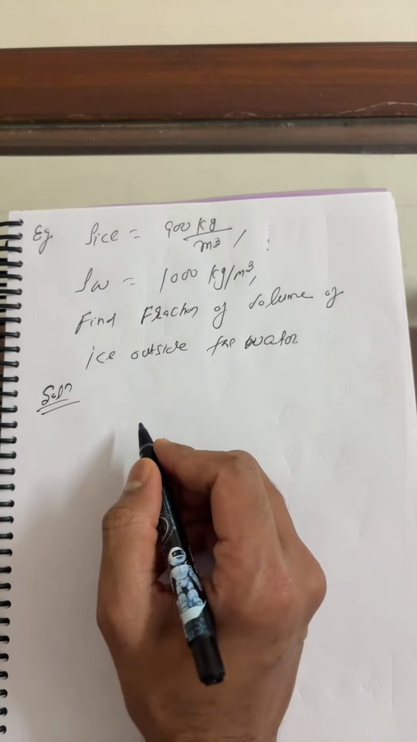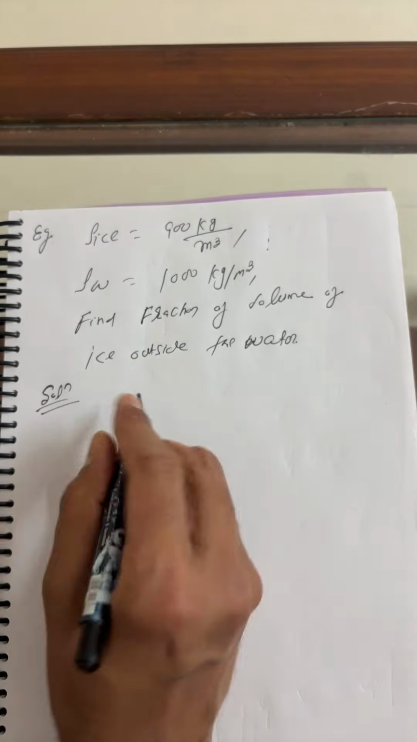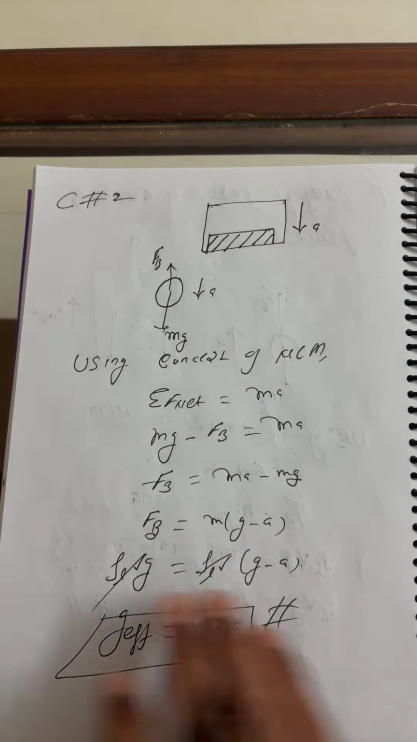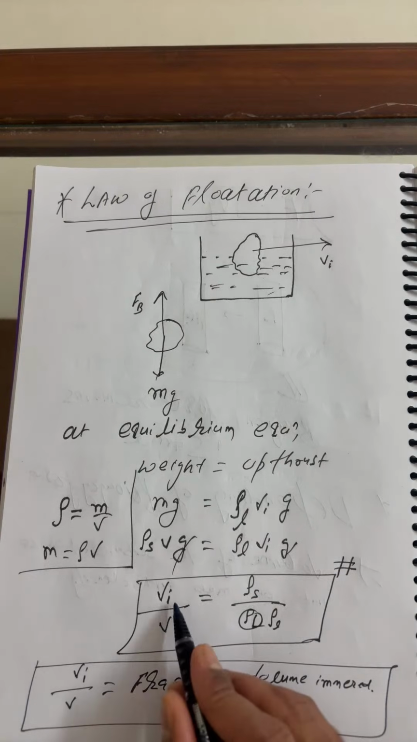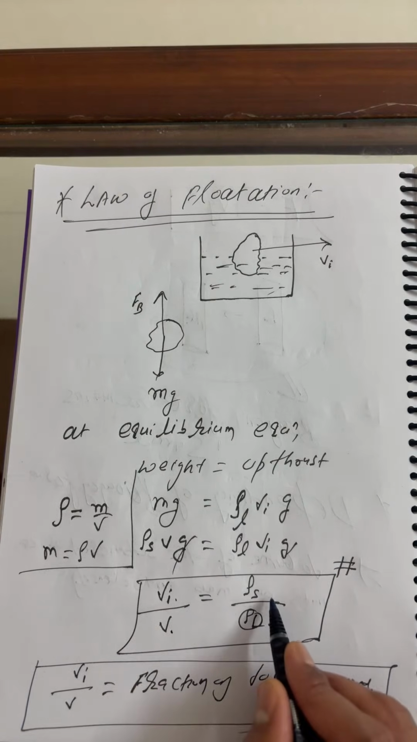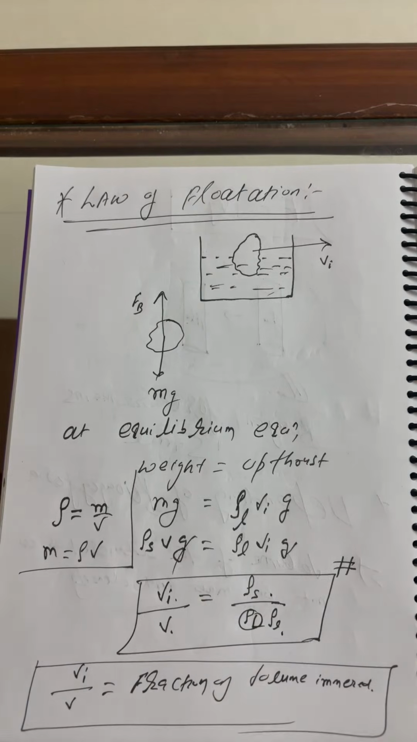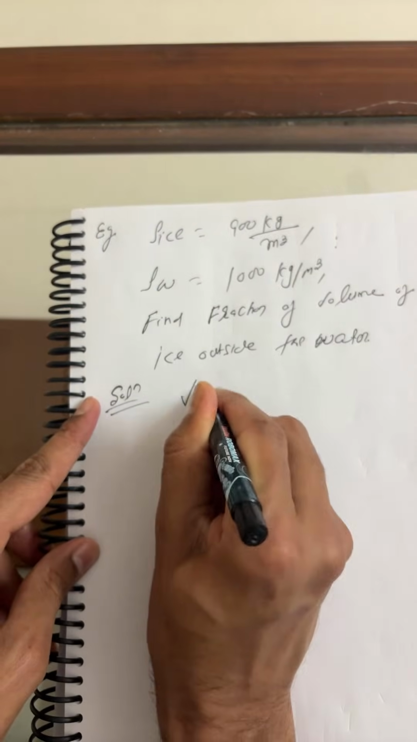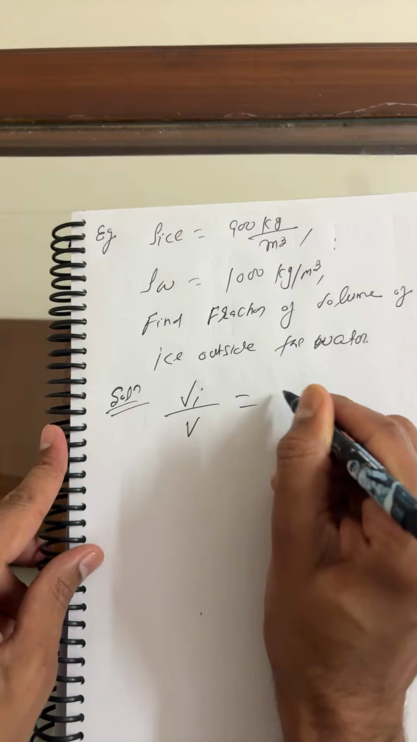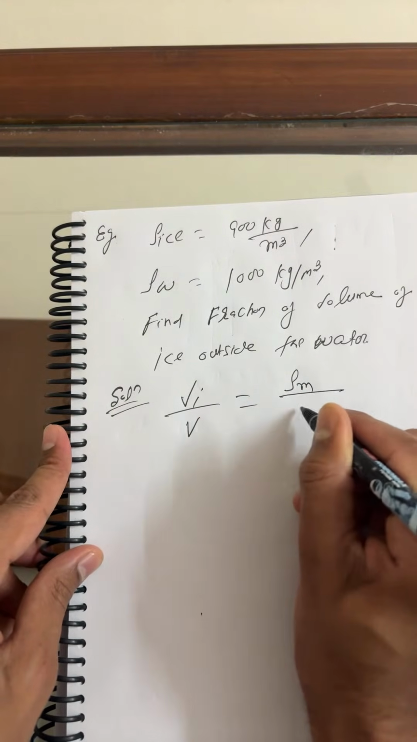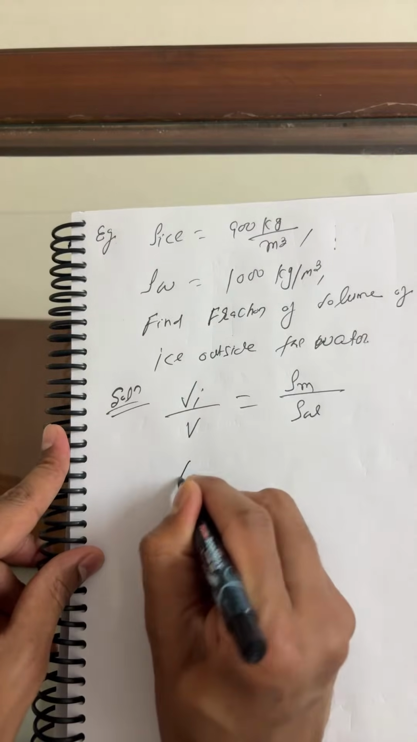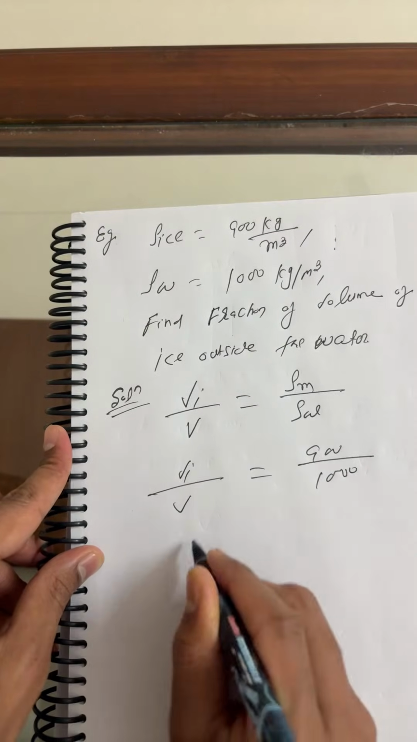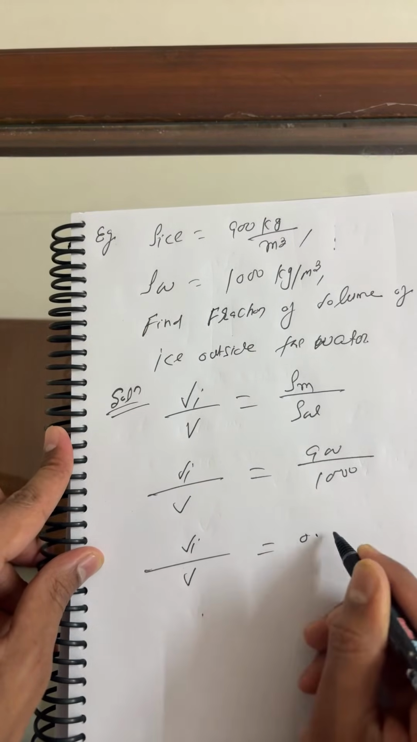Okay, beta, have a look at the solution here. We'll go directly through the formula. Just now I calculated. What is volume emerged over volume? Density of solid upon density of liquid. So I'll use this result directly. Volume emerged upon volume is equal to density of material upon density of liquid or water. So volume emerged by V is 900 upon 1000, so we get 0.9.